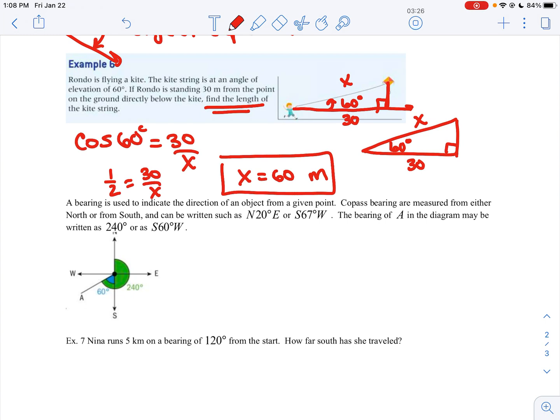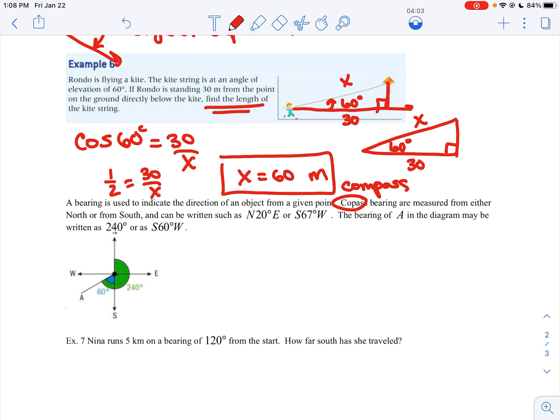All right. So angle of elevation, angle of depression are an area of application for SOHCAHTOA. Now there's another one, and it's called bearings or compass bearings. A bearing is used to indicate the direction of an object from a given point. Sorry about the typo, this is supposed to be compass. Compass bearings are measured from either the north or from the south. It can be written such as north 20 degrees east or south 67 degrees west.